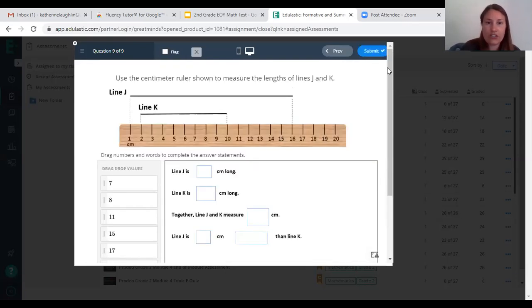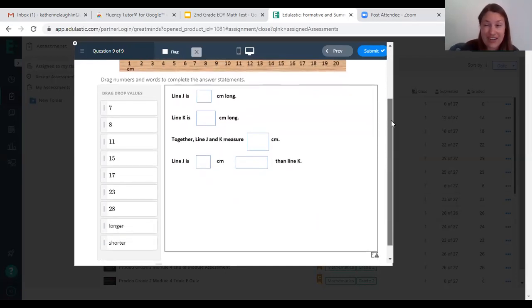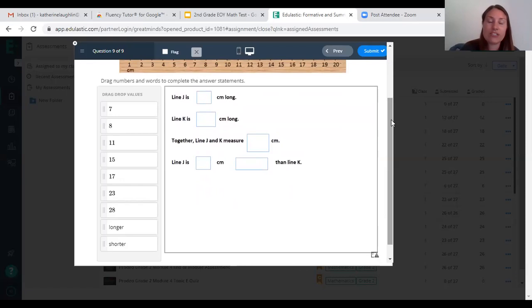Question 9. Use the centimeter ruler shown to measure the lengths of lines J and K. It's been a really long time since we did that, so I really hope that you watched Miss Daly's review video on this one. And there's lots of parts, so scroll all the way down. It says drag numbers and words to complete the answer statements.